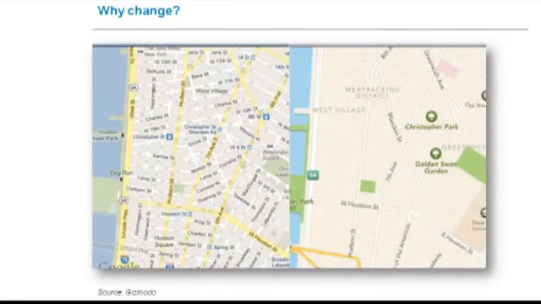So the reason why they made the switch, and this is on the left, we're looking at an example of Google data. On the right, we're looking at an example of Apple data. Just to quickly touch on why they made this change, one could argue that the Apple version of the maps on the right is a little more appealing, a little bit easier on the eyes, certainly less confusing than the one on the left.